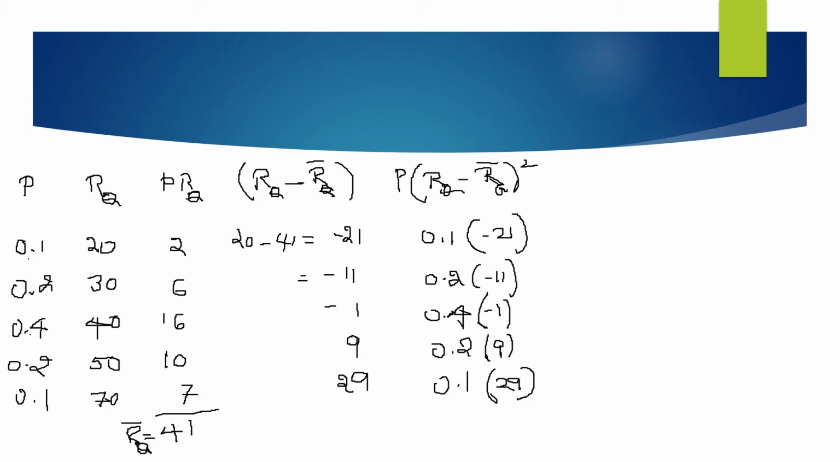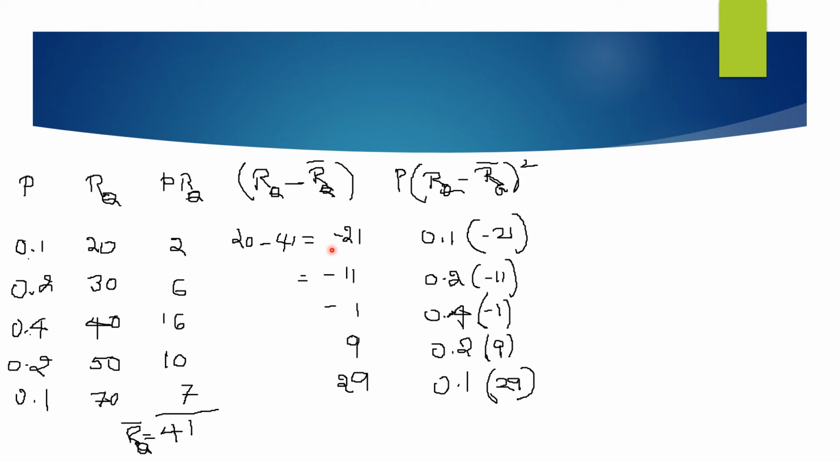So next, RQ minus R bar Q. RQ is whatever values you have as returns from stock Q, which were given in the problem: 20, 30, 40, 50, 70. These values should be deducted from the summation, that is R bar Q. So that is 20 minus 41, that is equal to minus 21. Next, 30, individual stocks, these are individually we are doing. So 30 minus again R bar Q, that is 41, that is minus 11.